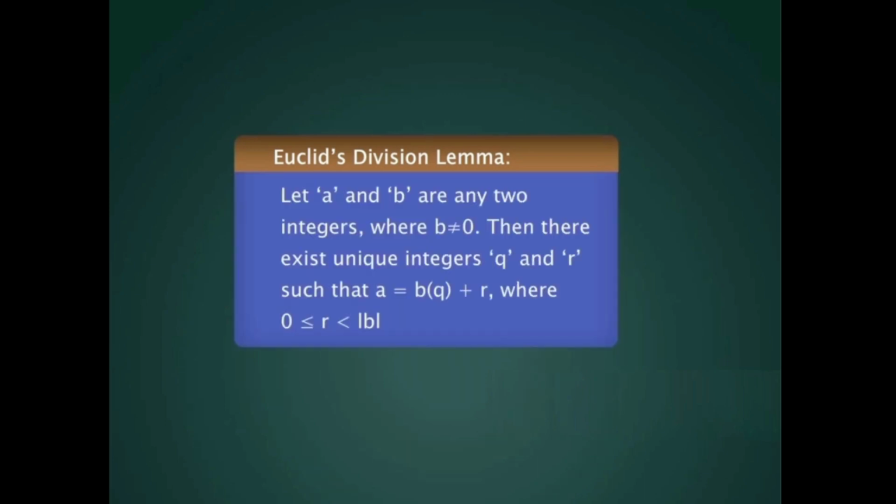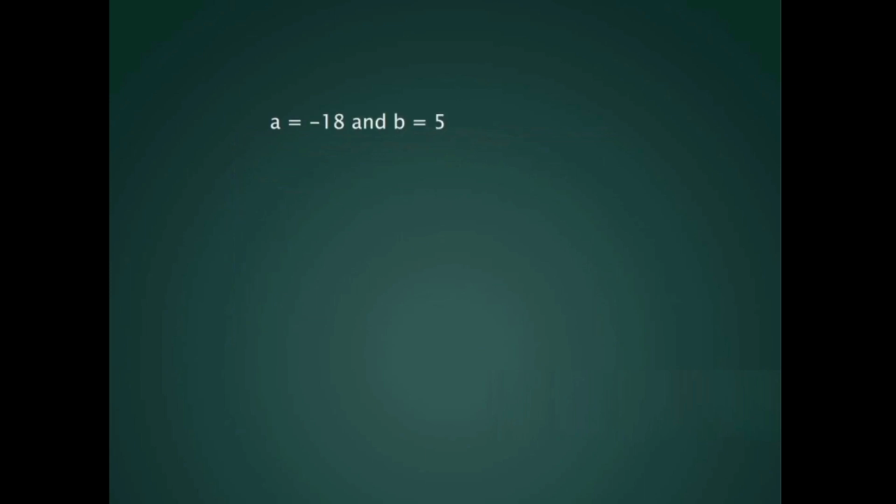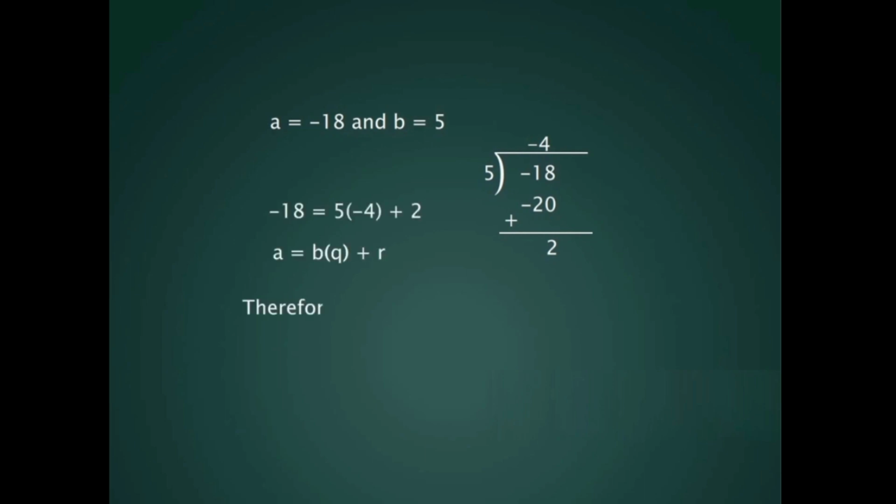Let a and b be any 2 integers where b is not equal to 0. Then there exist unique integers q and r, such that a is equal to b times q plus r, where 0 is less than or equal to r is less than modulus of b. Let's look at an example. For 2 integers, minus 18 and 5, there exist 2 integers, minus 4 and 2, such that minus 18 is equal to 5 times minus 4 plus 2.